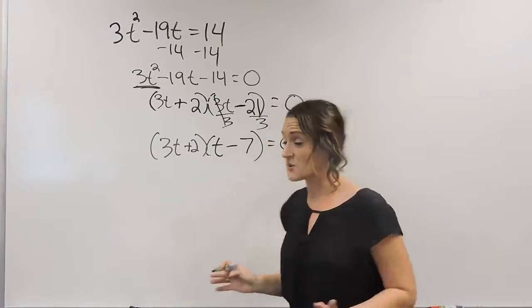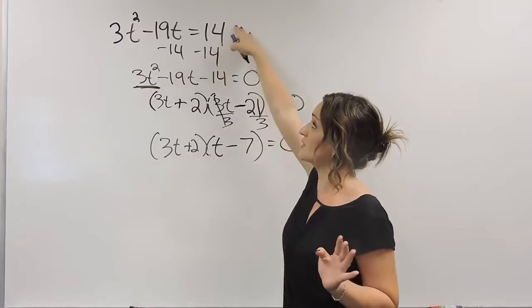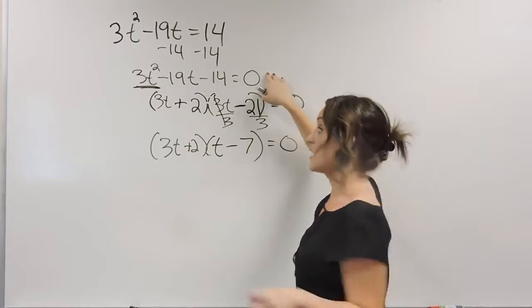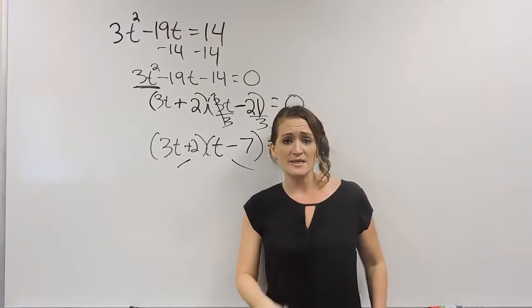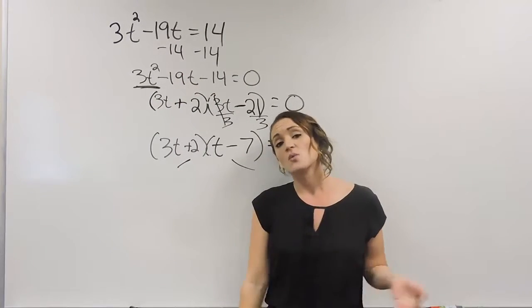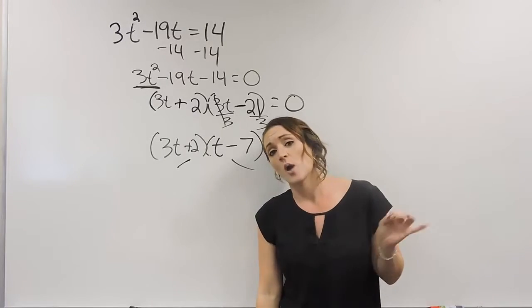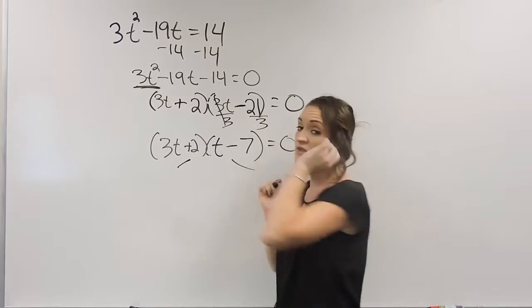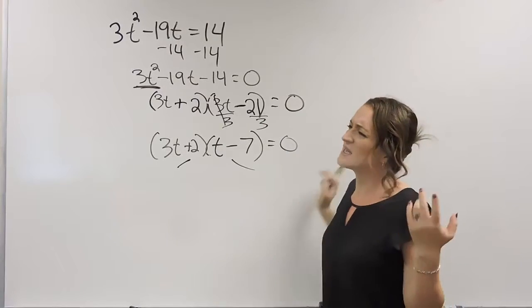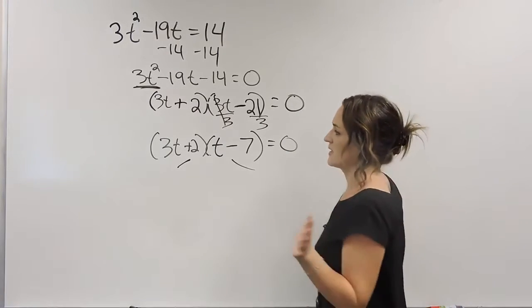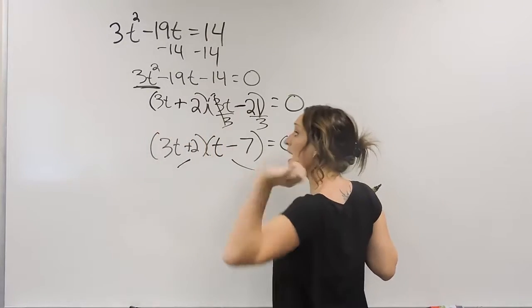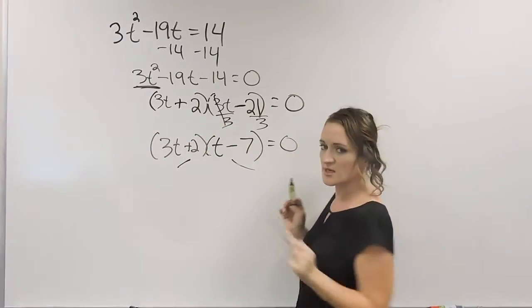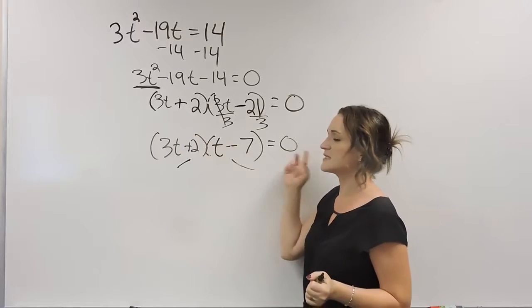So this is the factoring part. We took our quadratic equation and put it in proper form in order for us to factor it. But the second half of this problem is now that we have it factored, we need to use the zero factor property and set each one of these equal to 0. Because keep in mind what this is actually telling us. This is telling us that 3t plus 2 times t minus 7 is 0. So this times this is 0.